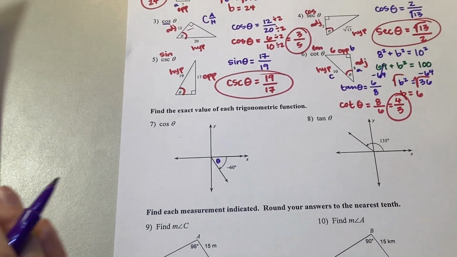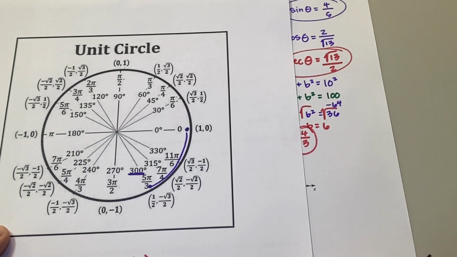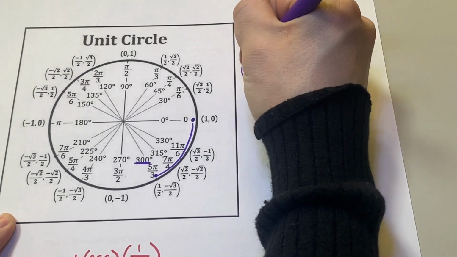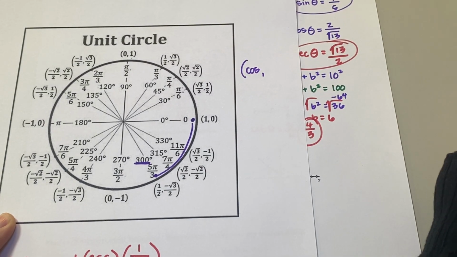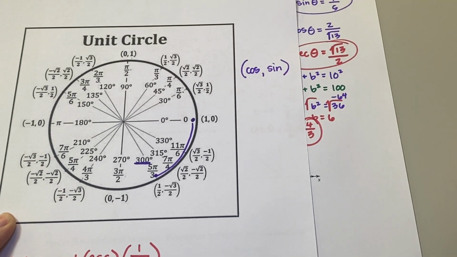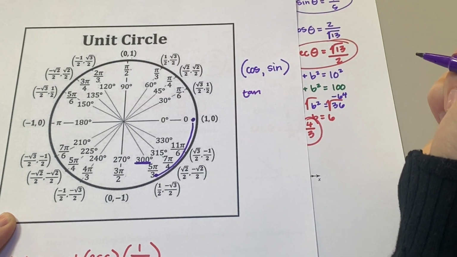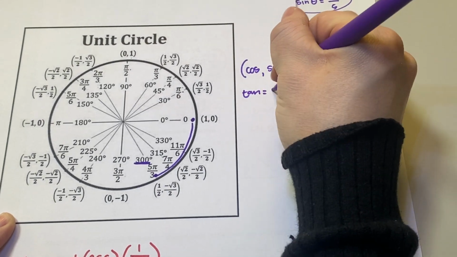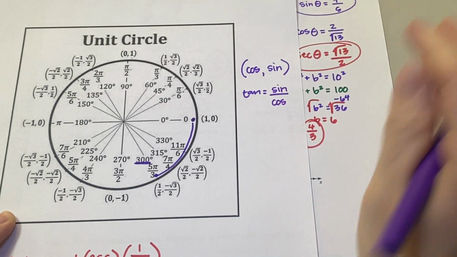Make this note on the back of your paper. This is super important. You are given coordinate points. The x part of the coordinate point, or the one that comes first, is your cosine. The one that comes second is your sine. And if it ever wants tangent in referencing the unit circle, then it wants you to divide sine by cosine.